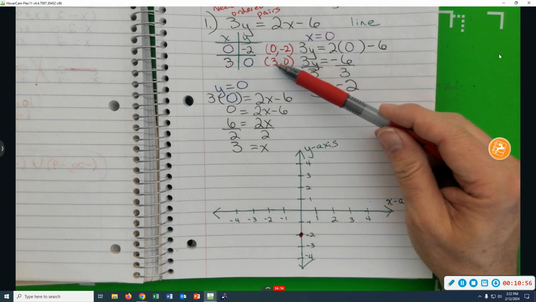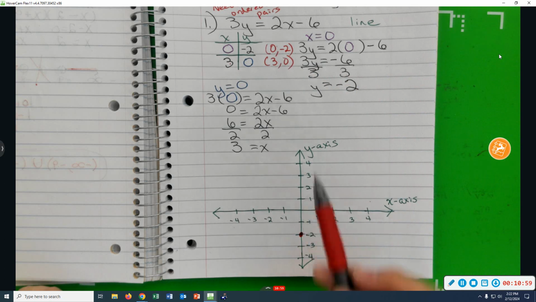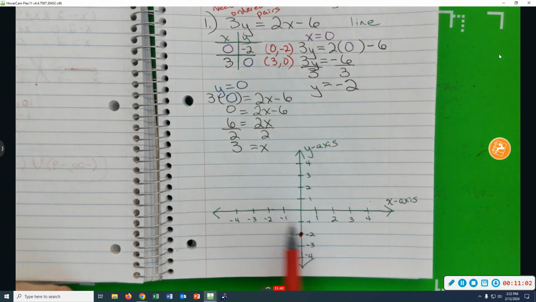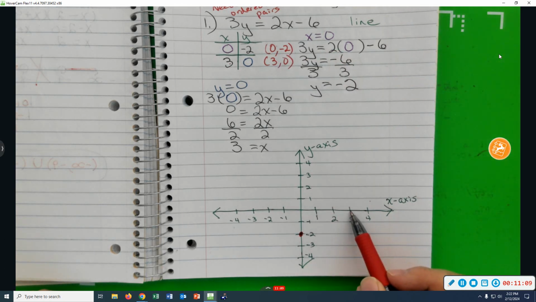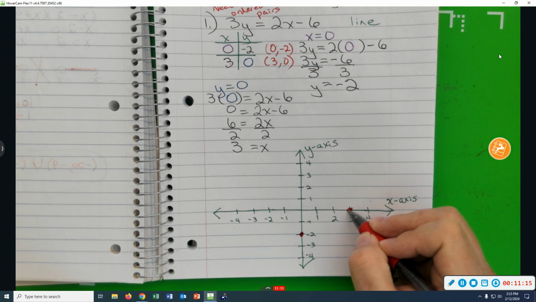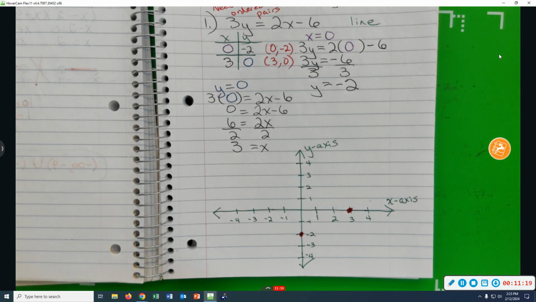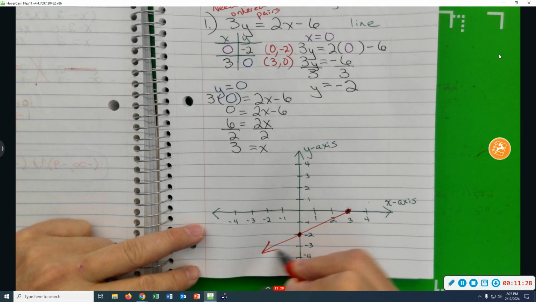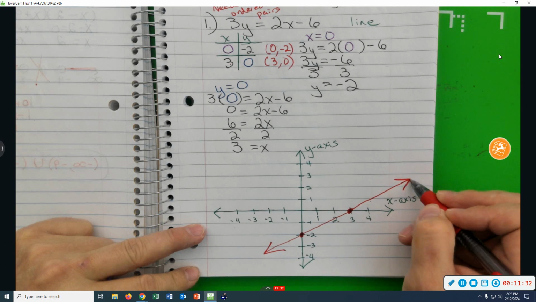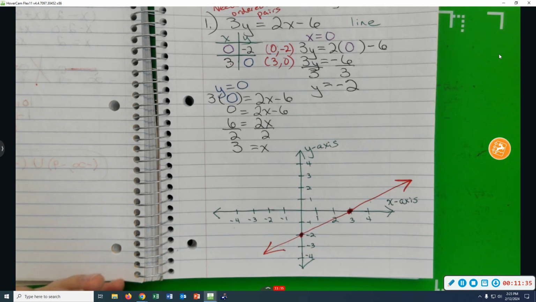The second ordered pair, 3, 0. The first number gives you your left-right movement, the movement on the x-axis. So you go 3 units to the right, 1, 2, 3. How many units up or down do we go? None. The 2 ordered pairs we found lie on the axes. One of them's on the y-axis, the other is on the x-axis. We connect the 2 dots with a line. In this case, it's a slanted line. Any questions there?